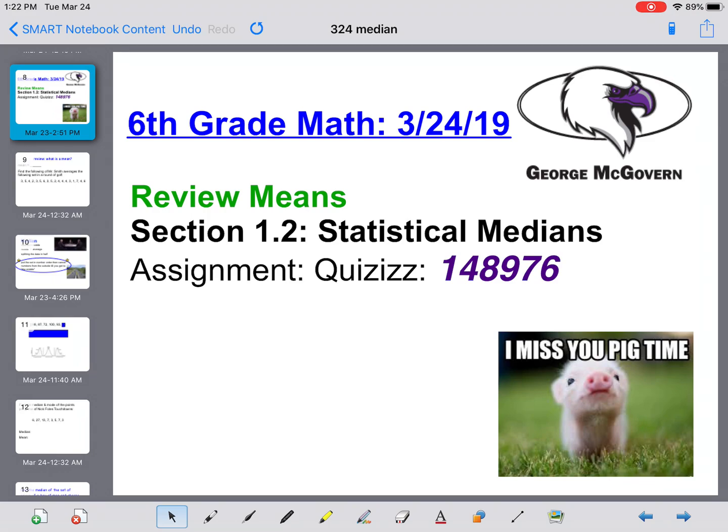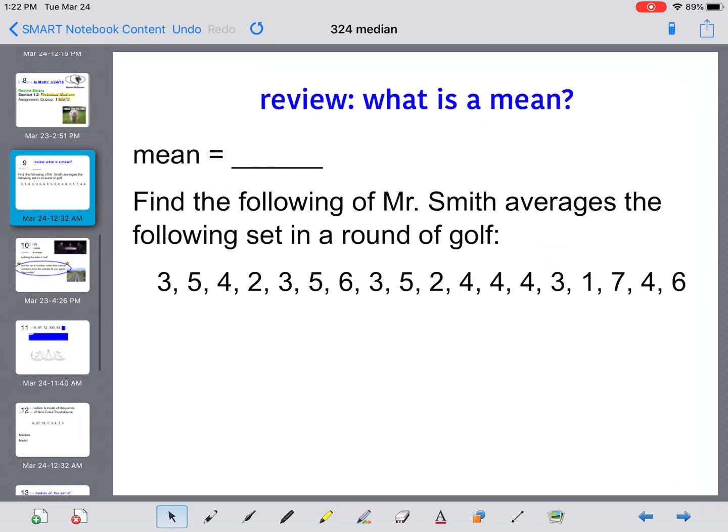Okay? So, without further ado, what we're going to be talking about today is we're going to review the means and then also start looking at what a statistical median is. I talked a little bit about it yesterday, but we're going to be looking at those statistical medians. And then also, again, there's going to be quizzes for you guys to do, 8 questions. Well, it is pretty straightforward. So, let's review.